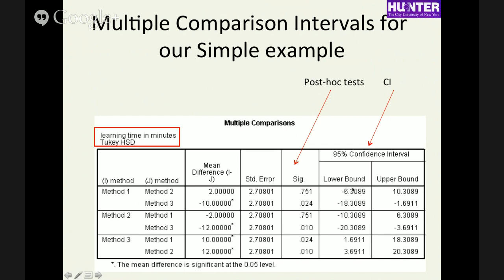Yeah, so these confidence intervals are intervals on the difference in group means. So this is the lower bound of your 95% confidence interval on the difference in the mean learning time for people who got learning method 1 compared to people who got learning method 2. So you're saying that you're 95% confident that the difference in the learning time for these 2 groups is between -6 and 10. And because that interval includes no difference between the groups, you're not that confident that there is a difference between the groups.